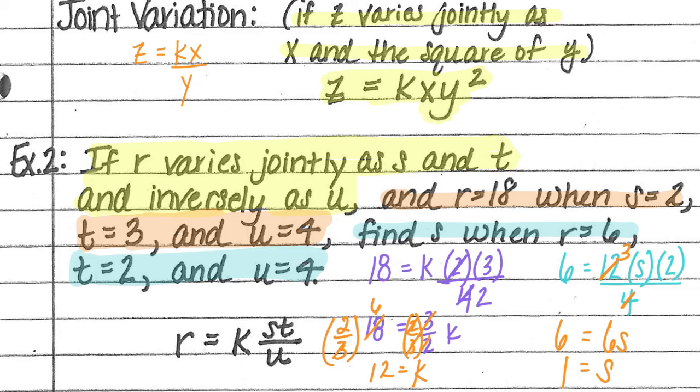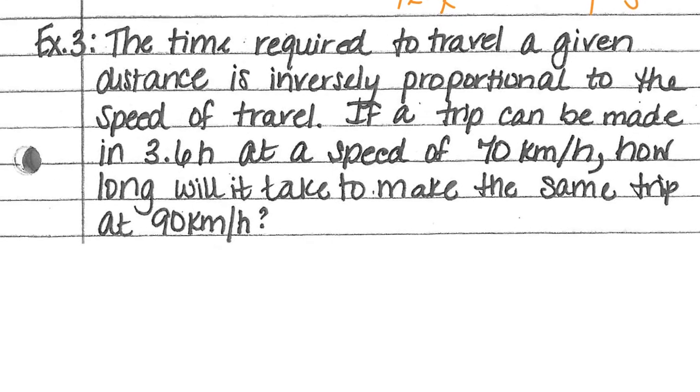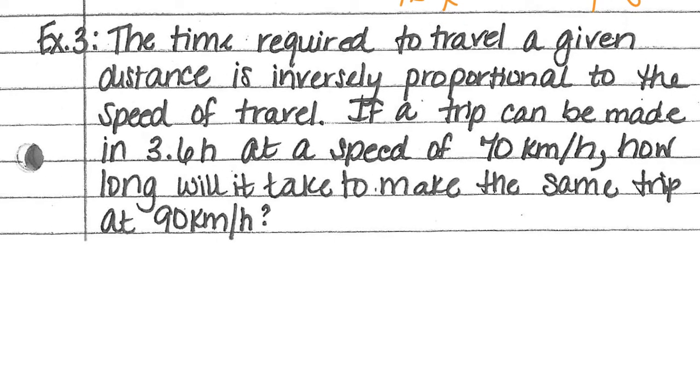All right, the last one we're going to do, the time required to travel a given distance. The time required to travel a given distance is inversely. So I'm looking at time is inversely proportional to the speed. Well, I think that's right. Distance equals rate times time. So I'm going to call this time times speed equals k because it's inversely. And let's go ahead and look at the first scenario.